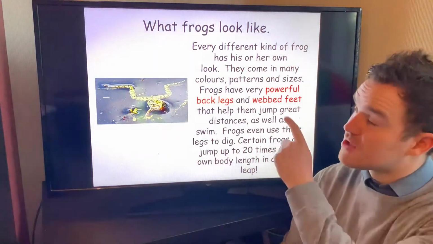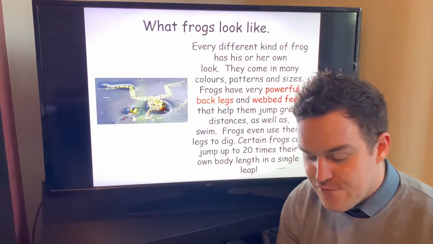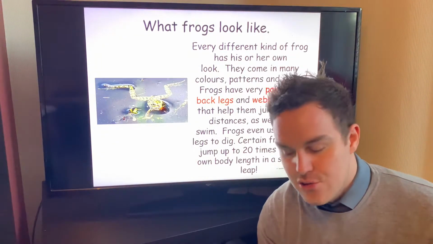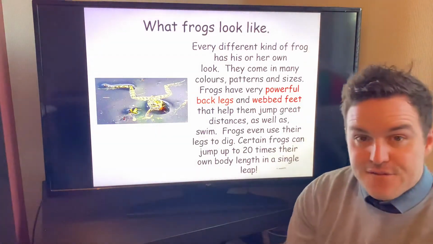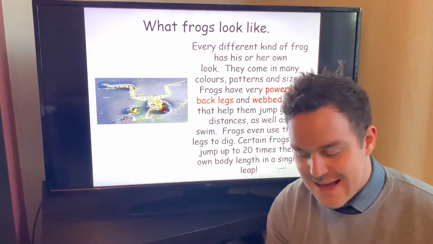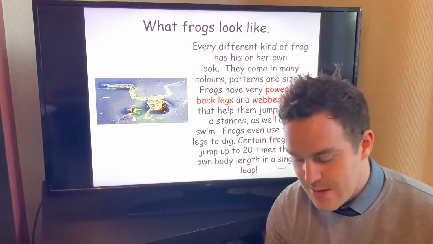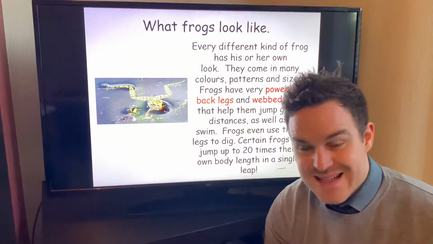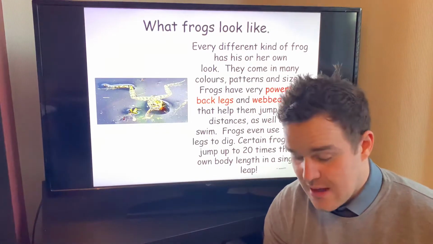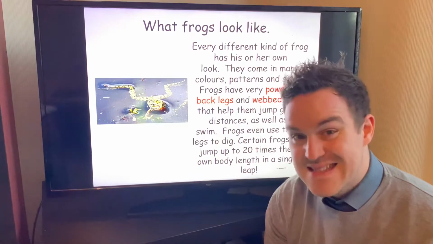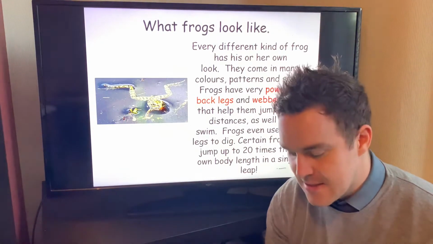Another subheading up at the top, what frogs look like. Every different kind of frog has his or her own look. They come in many colours, patterns, and sizes. Frogs have very powerful back legs and webbed feet that help them jump great distances as well as swim. Frogs even use their legs to dig. I didn't know that. Certain frogs can jump up to 20 times their own body length in a single leap, so that's a huge distance, isn't it?